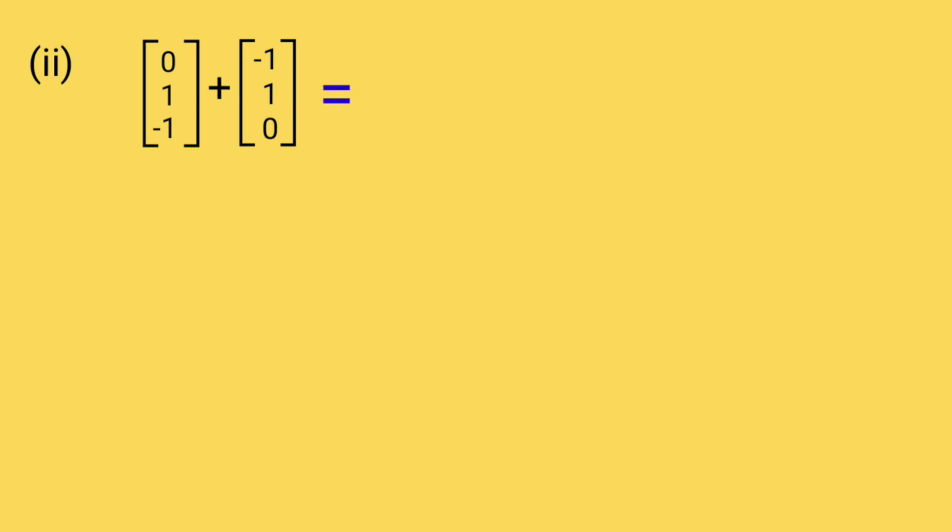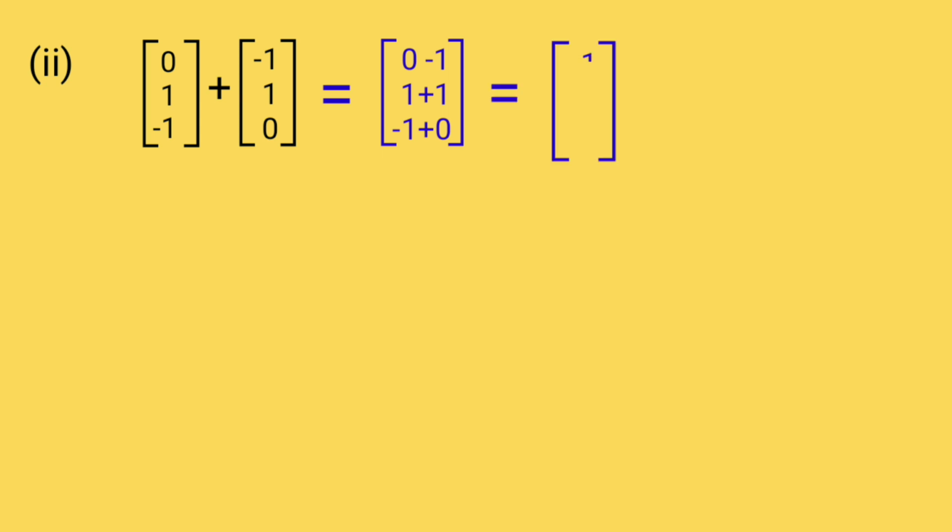So here the second question given is a column matrix: [0 1 -1] plus [-1 1 0]. So we have to add it. The first matrix's first number with the second matrix's first number, second number with second number, third number with third number, like that. So it is equal to 0 minus 1, 1 plus 1, minus 1 plus 0. So from this we get 0 minus 1 is minus 1, 1 plus 1 is 2, and minus 1 plus 0 is minus 1. So that's it.